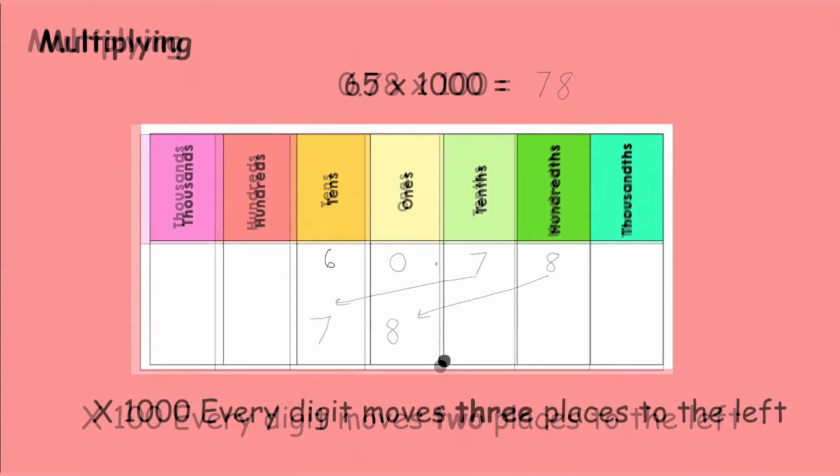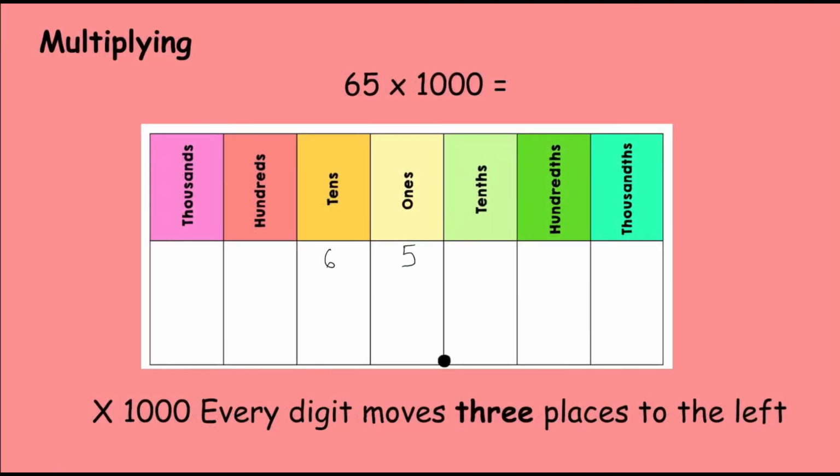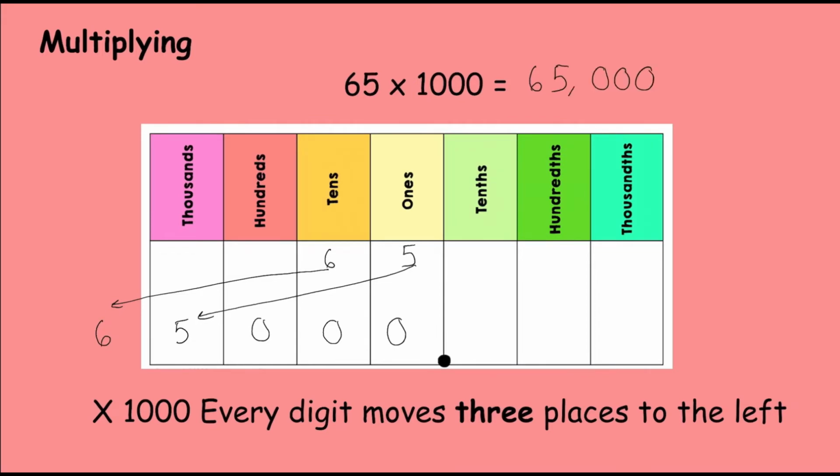When multiplying by 1000, all digits move 3 places to the left. This is going to go slightly off my chart into the tens of thousands. The 6 moves from the tens into the tens of thousands. The 5 moves from the ones into the thousands. Then we add 3 zeros as placeholders before the decimal point. 65 times 1000 is 65,000.